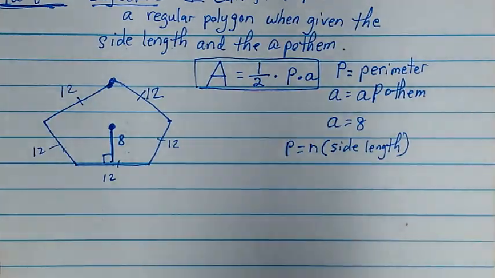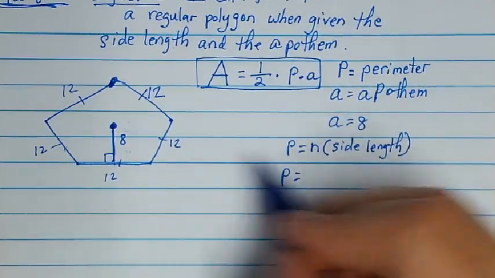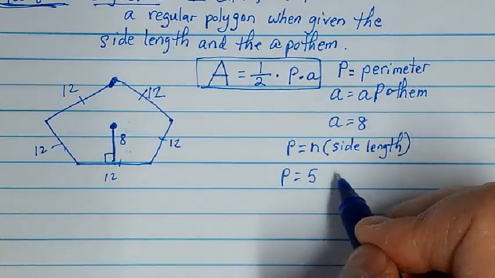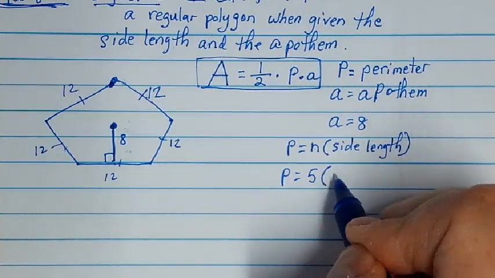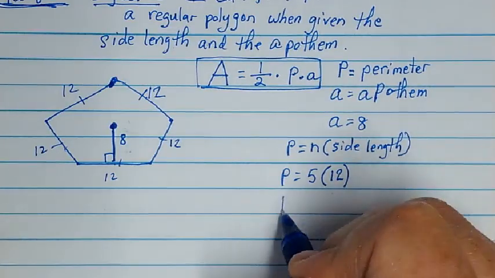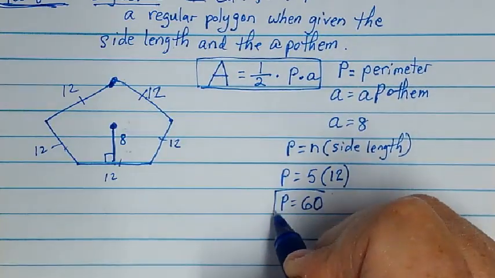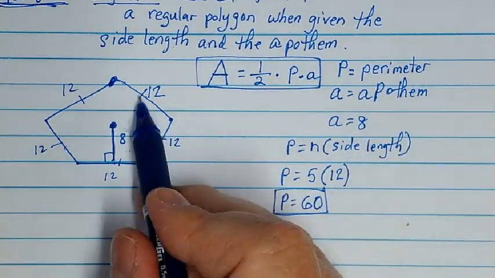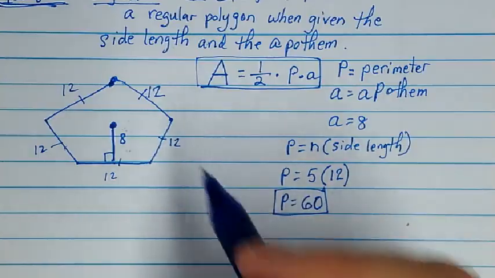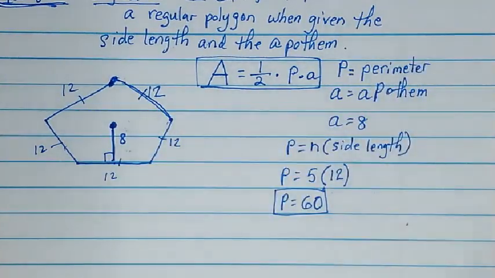I'm being technical here, but the perimeter is going to be, how many sides are there? Oh, you guessed it, there's 5. And what is the length of each side? You guessed it again, it's 12. And 5 times 12 is what? 60. Because the perimeter is just all of the sides added up. And since they gave us one side length, we have all the side lengths.